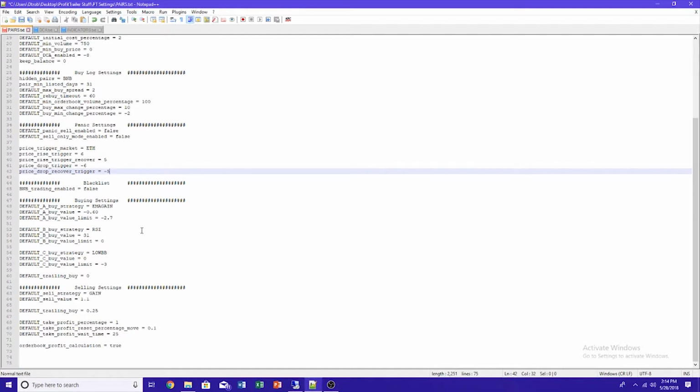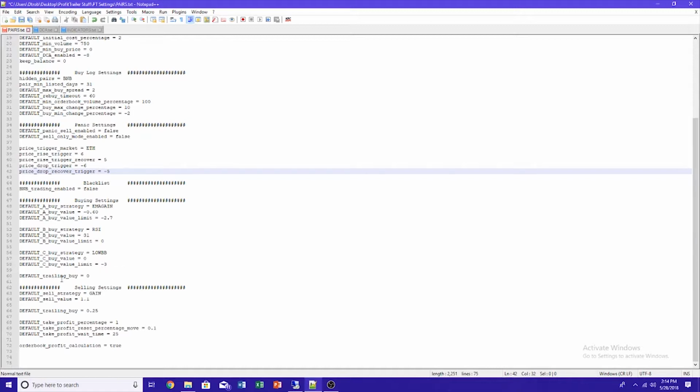Obviously, you guys can see the values, the value limit. If you don't know what value limit is, that's like negative 2.7%. So if it's between negative 0.6 and negative 2.7%, it will buy. If it drops below negative 2.7% on the EMA gain, it will not buy in. Same for RSI and low BB, it's the same thing. So for low BB, if it's below 0 and above negative 3, it will buy in.